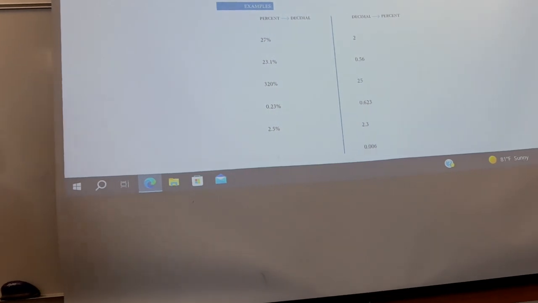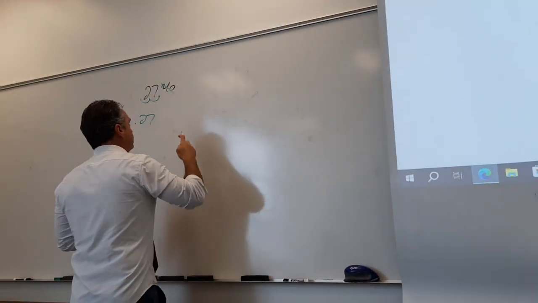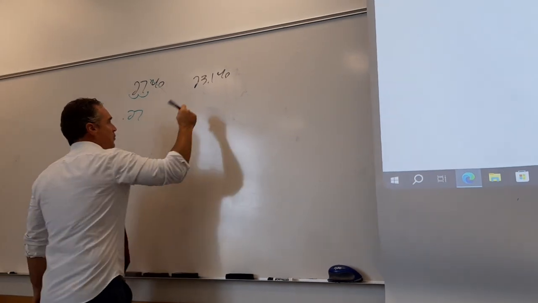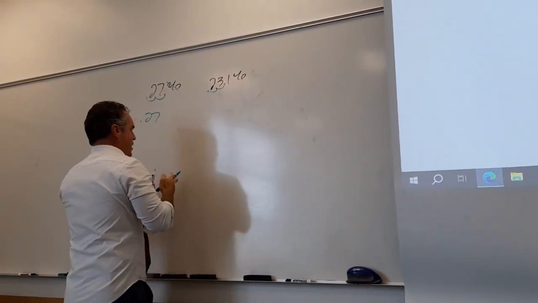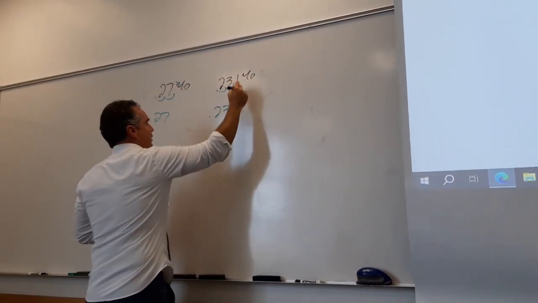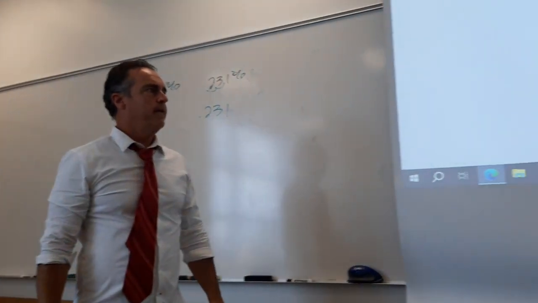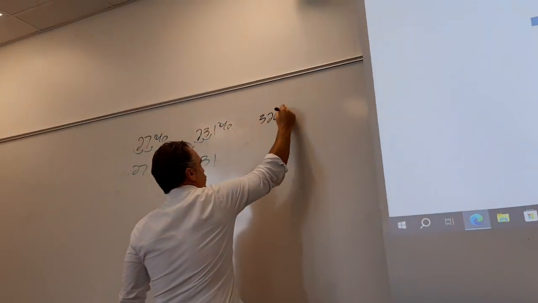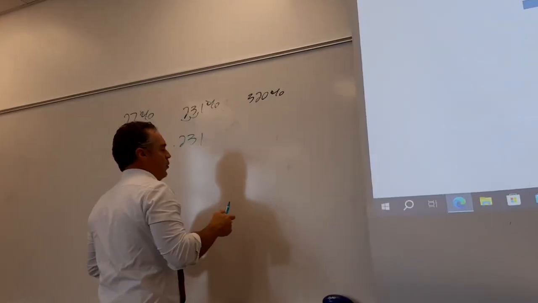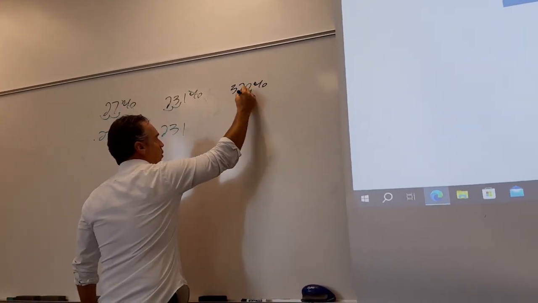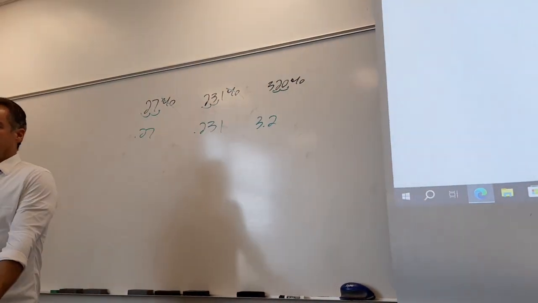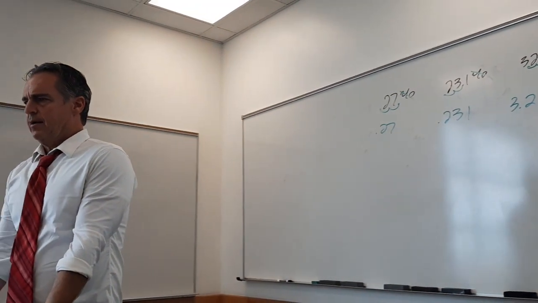Okay? 23.1%. Quickly. Let's do it. 23.1%. Okay? Decimal. Move 2 places to the left. Run away. And we have 0.231. Get rid of the percent sign. Okay? 320%. All right? Where's the decimal? After the 0. 1, 2. This is 3.2. Hard or easy? So easy. Okay? You got this.